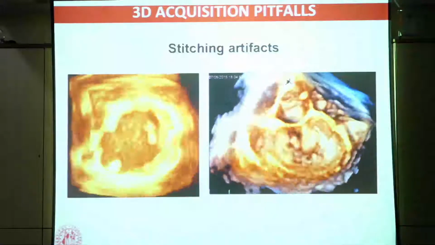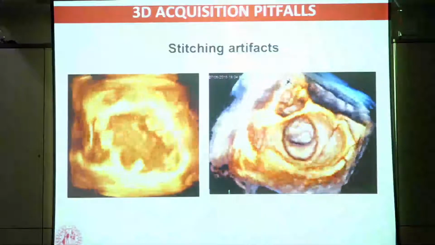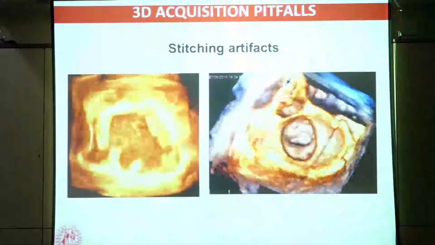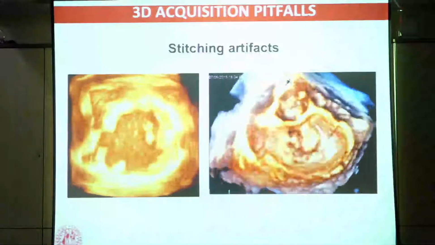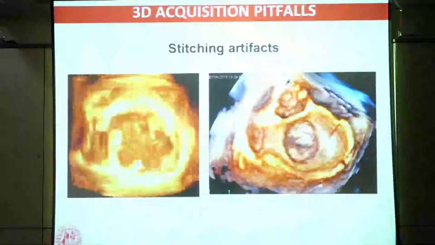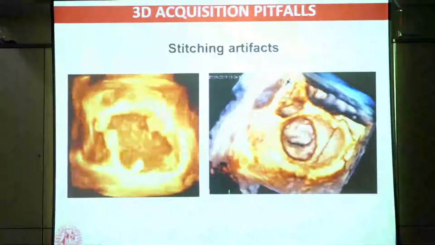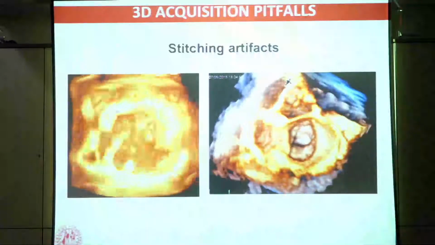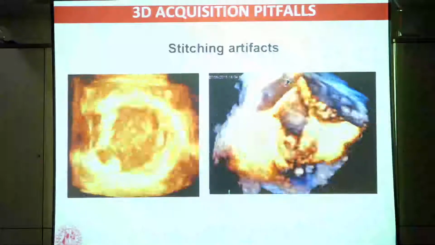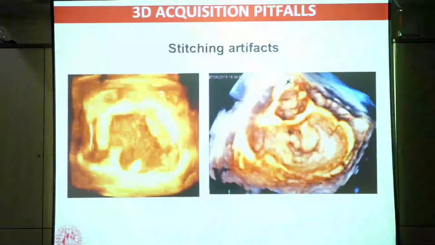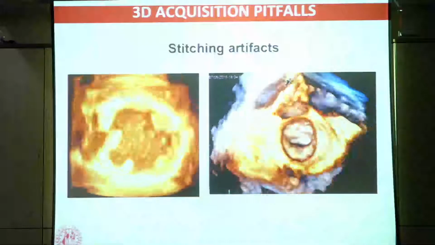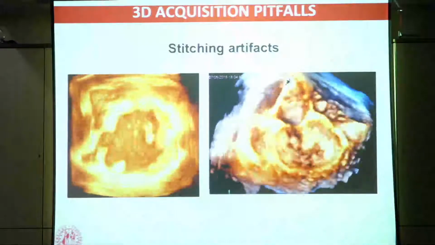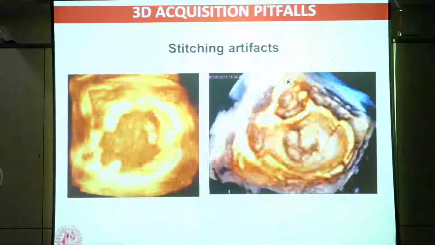Not always are stitching artifacts so evident. Sometimes they are much more subtle. In this case, we accepted this data set because just to look at the anatomy of the mitral valve, these stitching artifacts occurring outside of the mitral valve is not a big issue. However, if we need to quantitate, this is not a good acquisition.